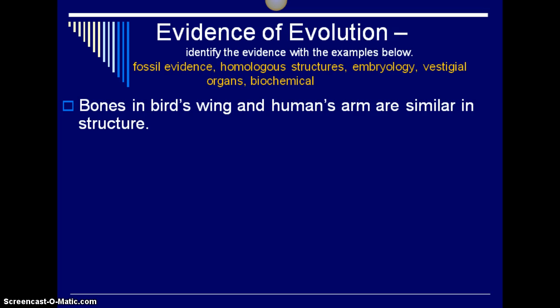So we're going to go through some examples here, and you have this on your notes packet as well. Basically, we're going to take the statement and link it to one of these evidences. So identify the evidence with the examples below: either fossil evidence, homologous structure, embryology, vestigial organs, or biochemical, which would be DNA. Biochemical is just our DNA. The first one here: bones in the bird's wing and the human's arm are similar in structure. Take a moment, you may pause here and see if you can identify which of those 5 evidences it would be.